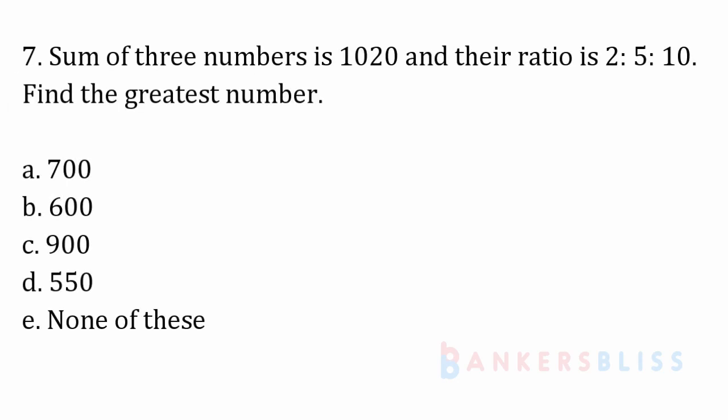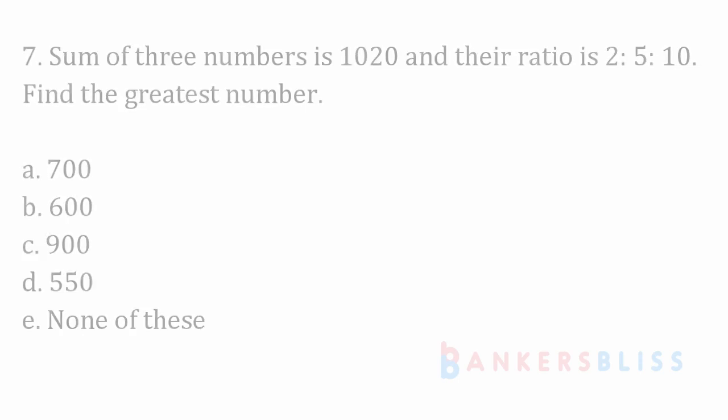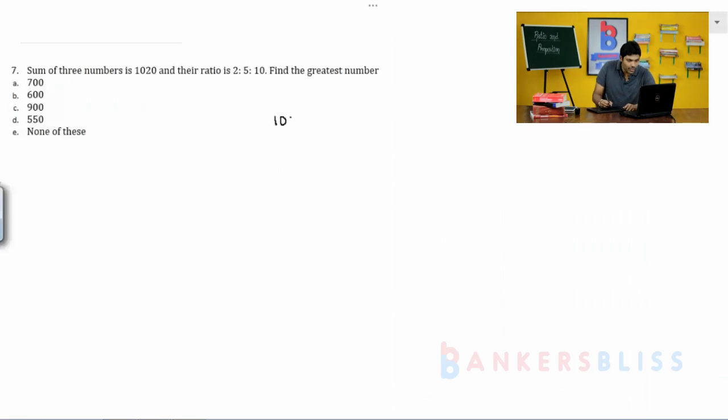Problem number 7. The sum of three numbers is 1020 and the ratio is 2 is to 5 is to 10. Find the greatest number. Means what? 1020 is divided in the ratio 2 is to 5 is to 10. What is the greater number? The greater number is the one with the 10th part. So you divide 1020 in this ratio.